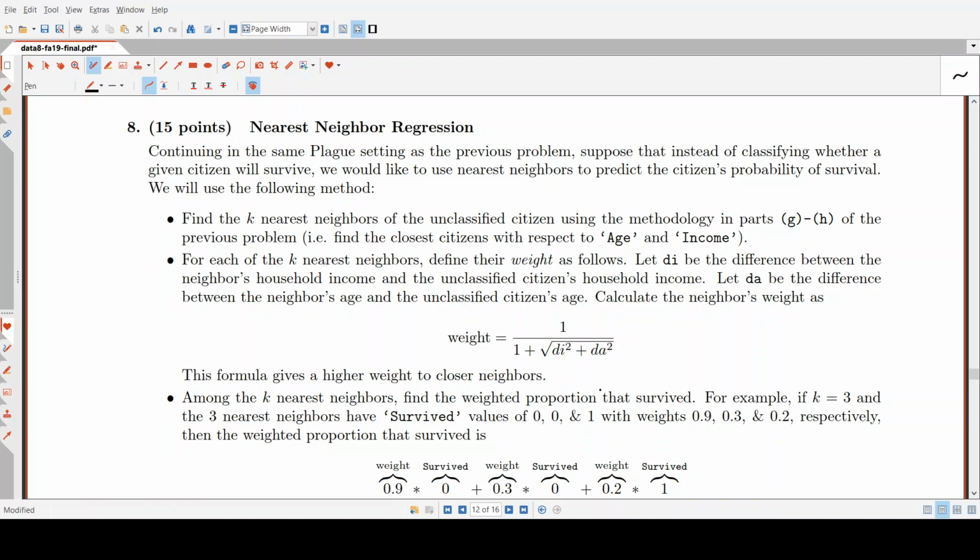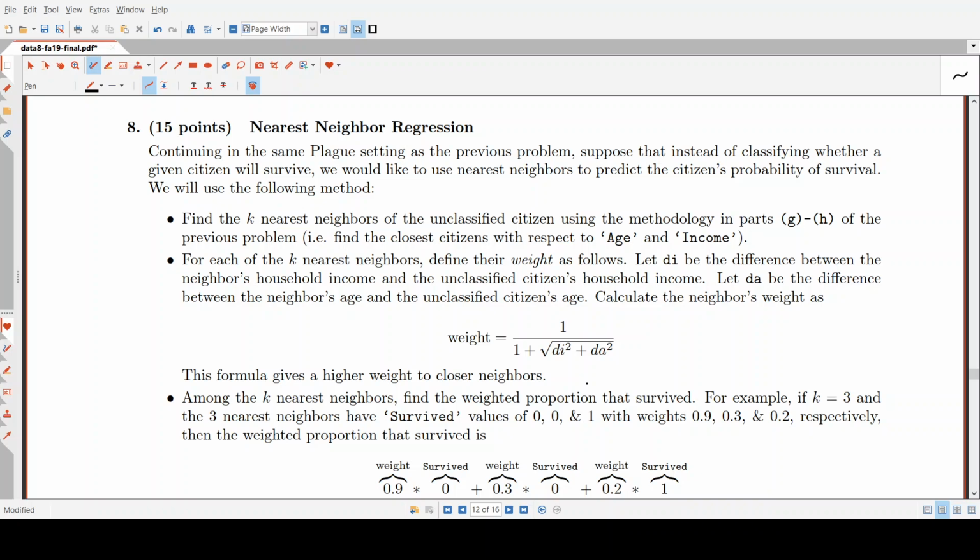Question 8. Nearest neighbor regression. Continuing in the same plague setting as the previous problem, suppose that instead of classifying whether a given citizen will survive, we want to use the nearest neighbors to predict the citizen's probability of survival. We will use the following method.